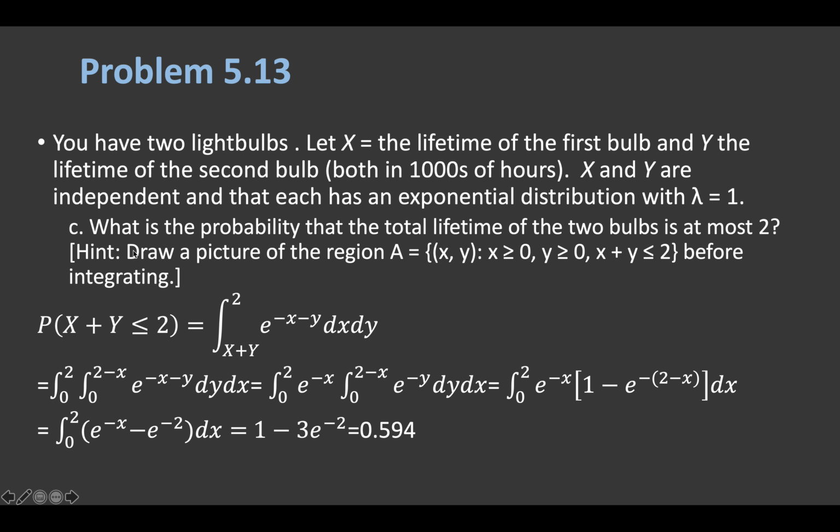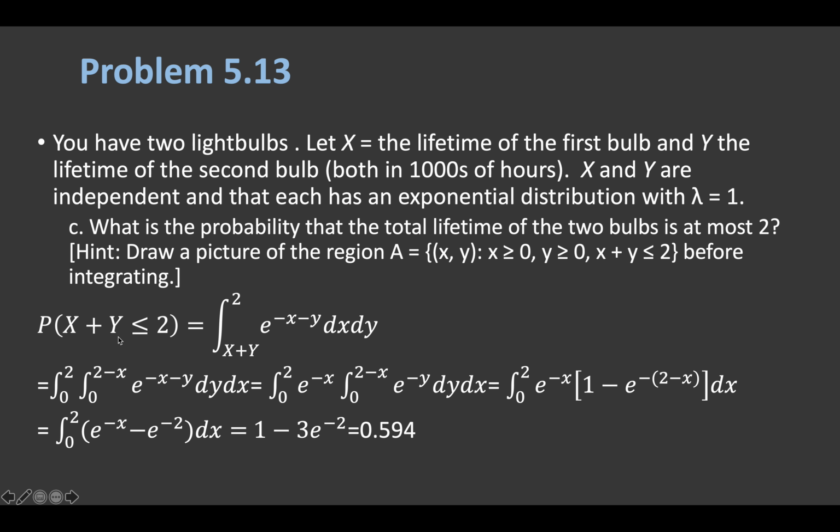Now the third part asks: what is the probability that the total lifetime of the two bulbs is at most 2? Meaning, light bulb A will run for a few hours and then burn out, let's say M hours, and bulb B will run N hours and burn out. But we want the two combined to give us at most, so basically M plus N smaller or equal to 2.